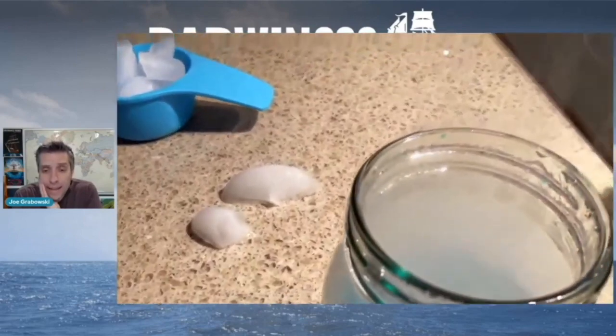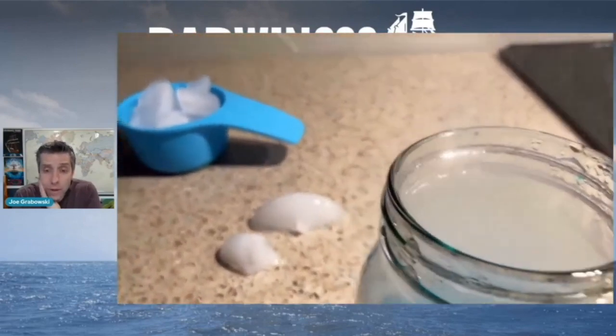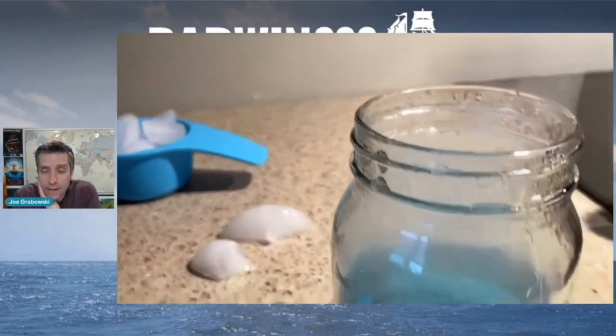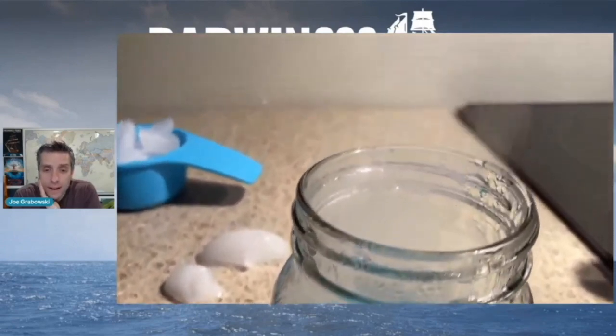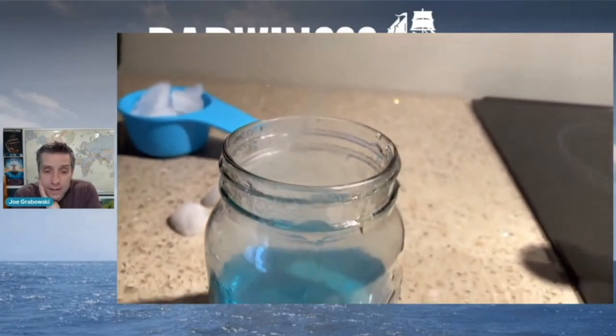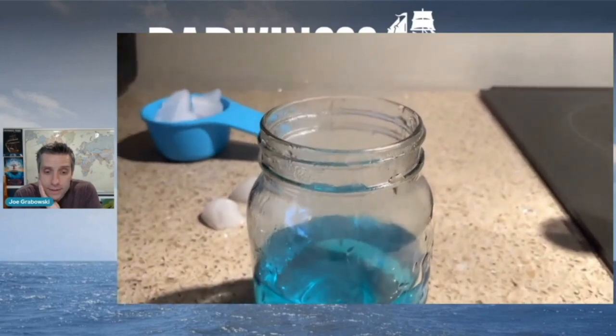I did mention we're going to try this a couple more times. There's different ways you can do this, different variations, all pretty cool looking. So over time, we will try this experiment a few more times in different ways. But there we go, making a cloud in a jar.